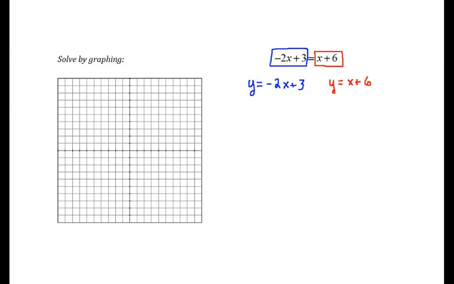So to draw this first line, I can see that I have a slope of negative 2. I'm going to think of that as negative 2 over 1 for the sake of drawing this line. And I also have a y-intercept of 3, meaning I'm going to start at the point 0, 3. So here is my y-intercept, and here is my line.